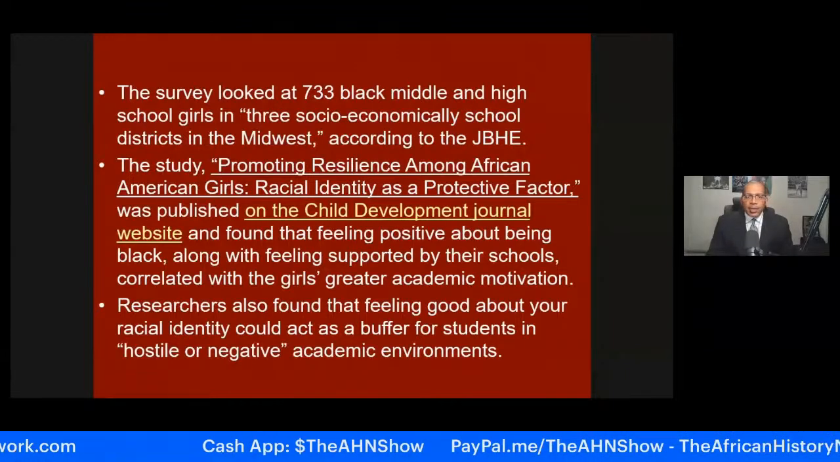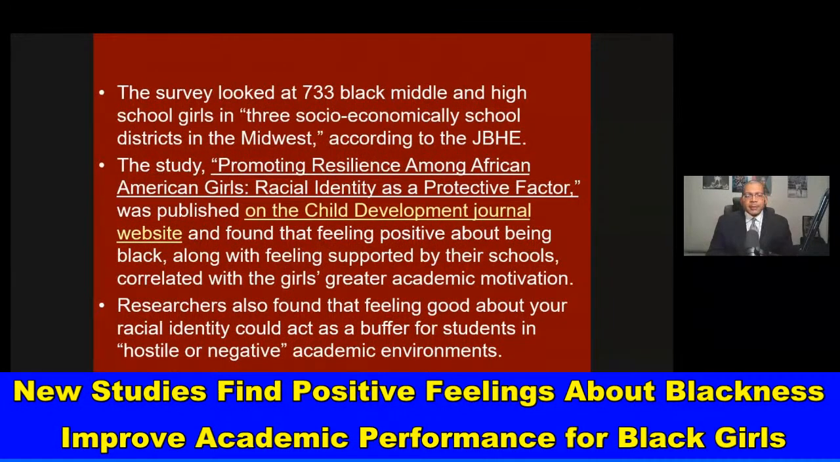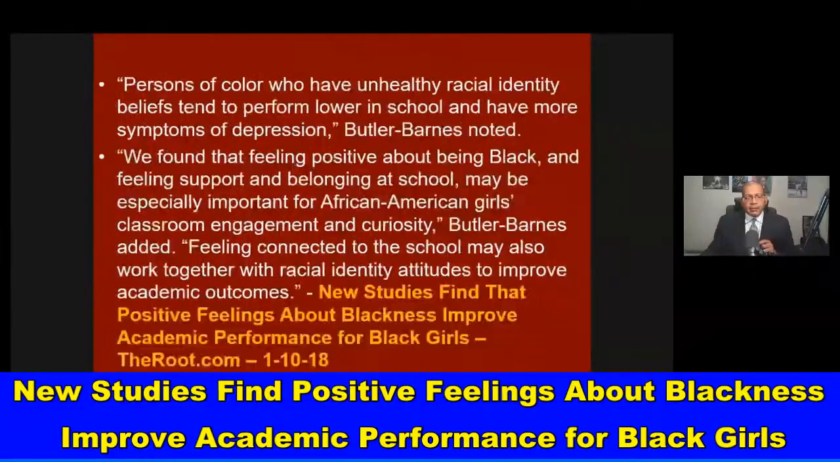The survey looked at 733 Black middle and high school girls in 3 socioeconomically diverse school districts in the Midwest. The study, called Promoting Resilience Among African American Girls, Racial Identity as a Protective Factor, was published on the Child Development Journal website, and found that feeling positive about being Black, along with feeling supported by their schools, correlated with the girls' greater academic motivation. Researchers also found that feeling good about your racial identity could act as a buffer for students in hostile or negative academic environments.